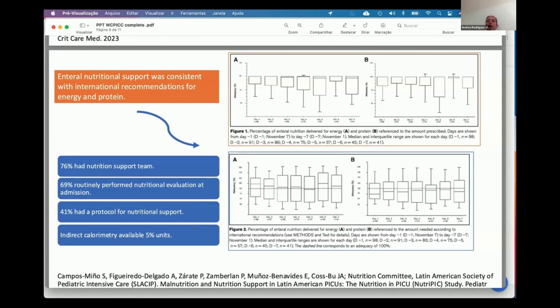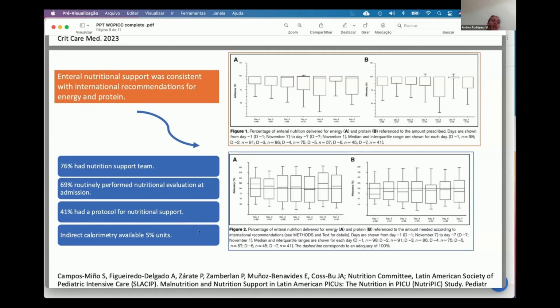the suggestion of the international guidelines for energy supply, when it was at the 6th or 7th day, there was a significant percentage that exceeds what is recommended by the guidelines. So that shows a risk of overfeeding. That was not equal to protein delivery, which was slower.